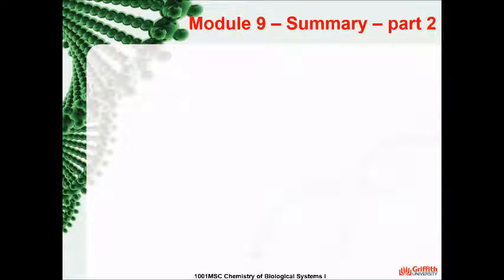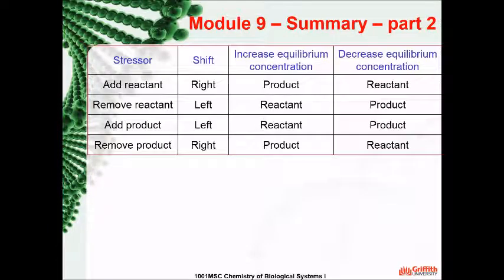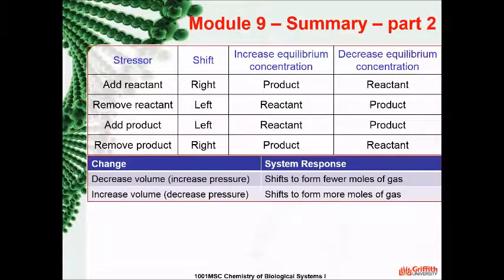In the second part of Module 9 we investigated Le Chatelier's principle and the impact of certain stresses on the chemical equilibrium. The first factor we introduced was the effect of concentration. The following table summarizes the changes associated with different changes of the concentrations. After that, we looked at the effect of volume on the chemical equilibrium. It is very important to remember that only gaseous matter is affected by changes in the volume.